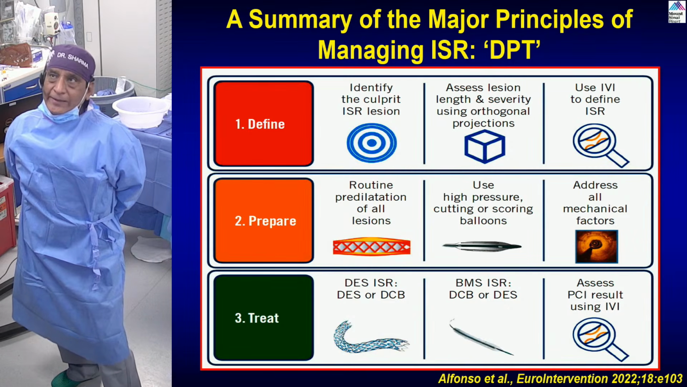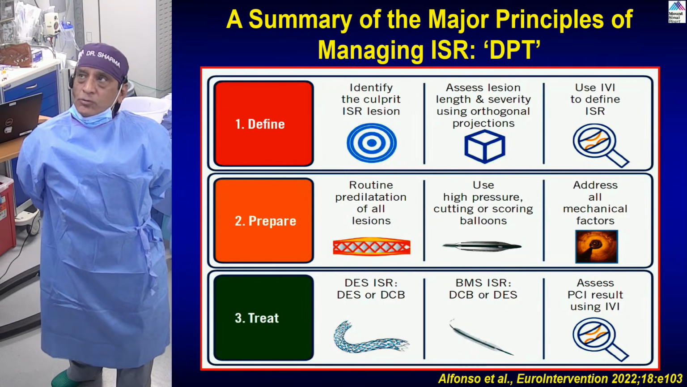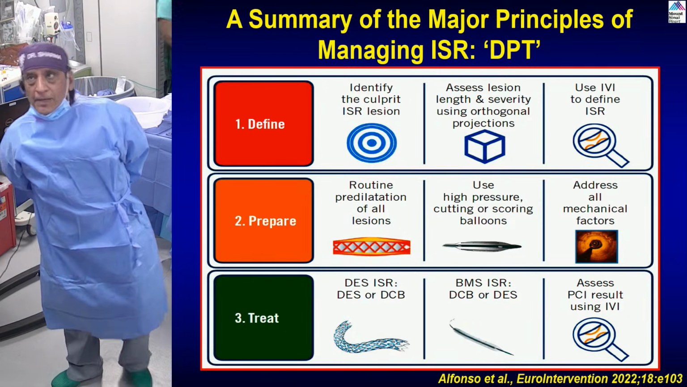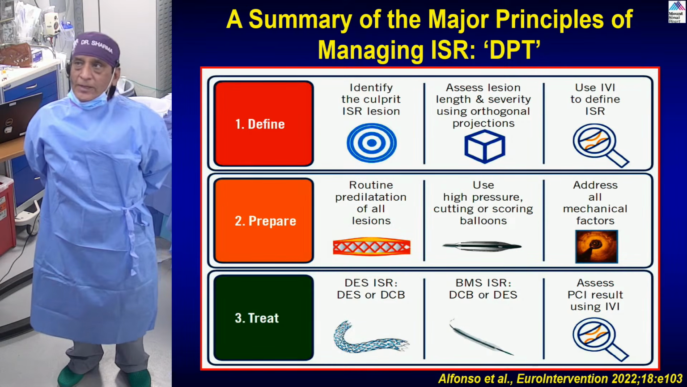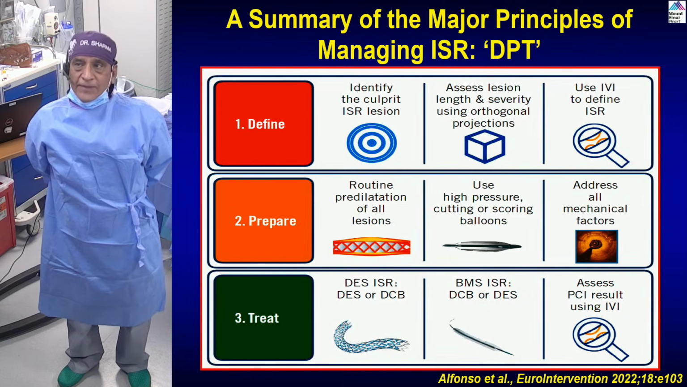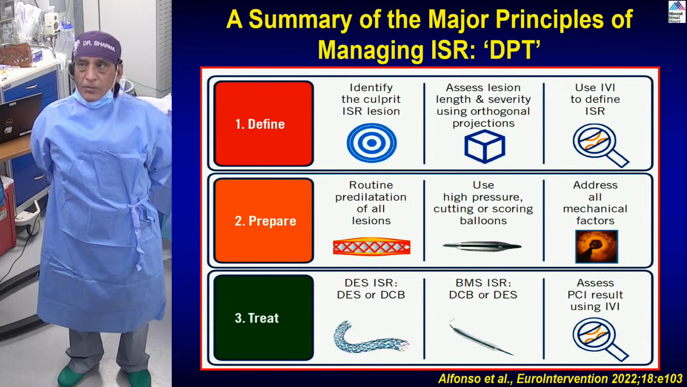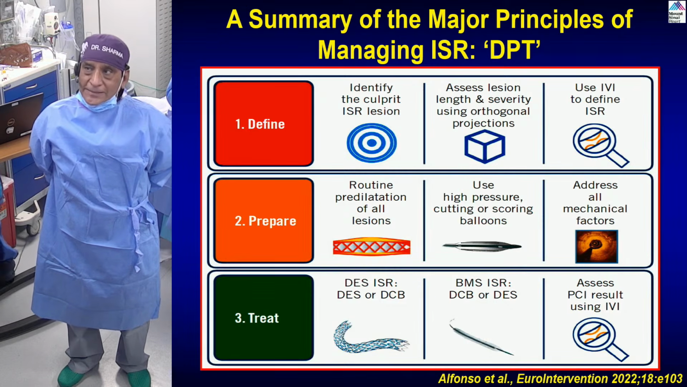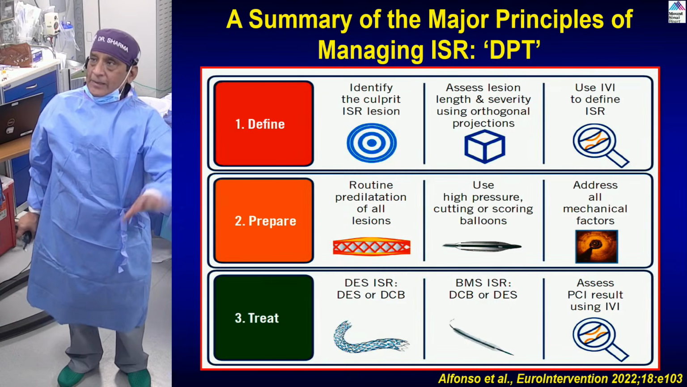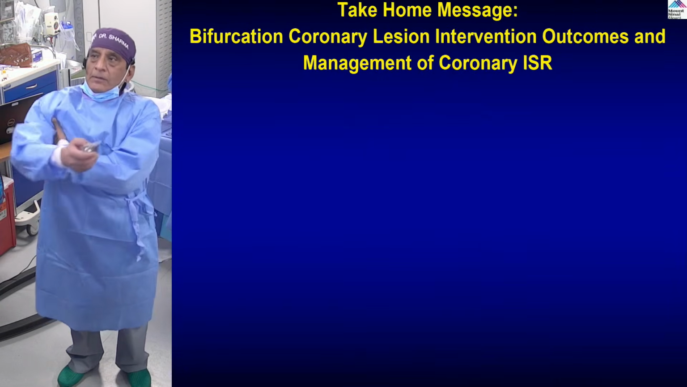One, you define and identify the culprit, assess the lesion length and severity, and use intravascular imaging to define the mechanism of ISR. Then prepare by routine pre-dilatation of all lesions, use high pressure, cutting or scoring balloon, and address all mechanical factors. Then treat DES ISR with DES or the drug-coated balloon that always remains. If you have BMS, then the drug-coated balloon is a very good option based on the RIBS trial. And then, of course, you do IVUS imaging in the end to have the ultimate outcome.